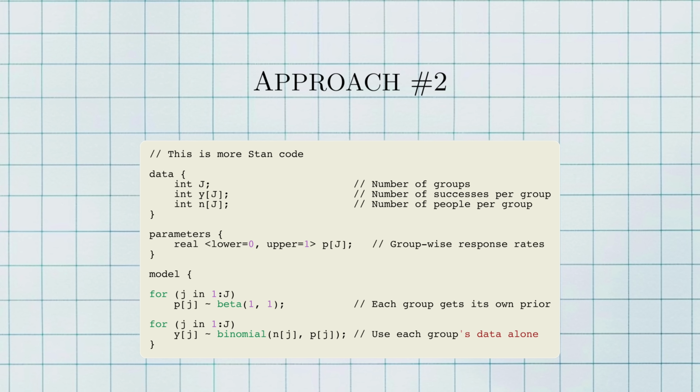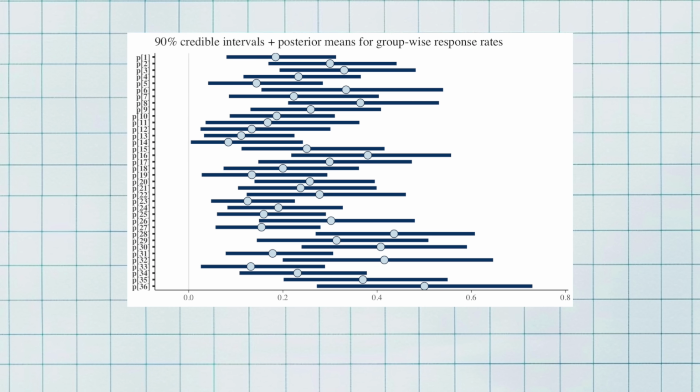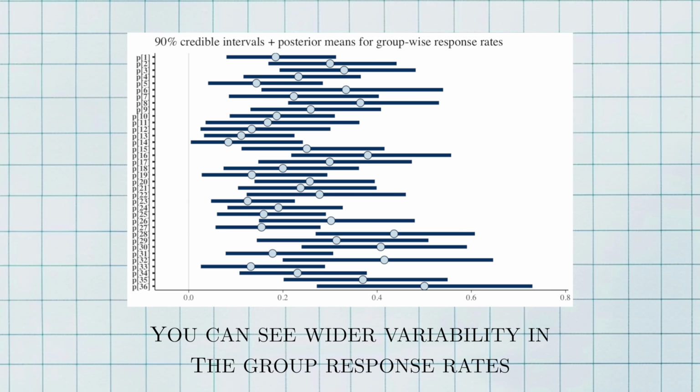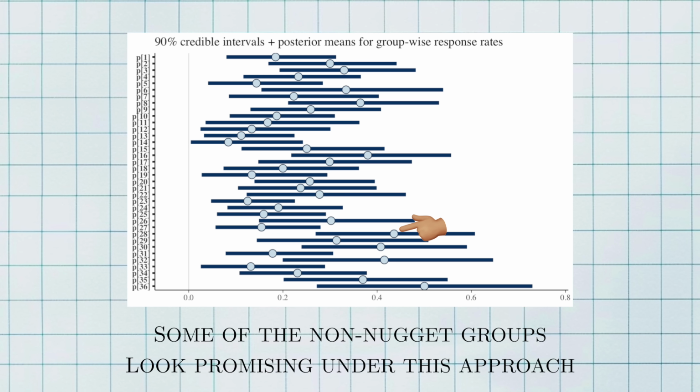Similar to the pooled approach, I'm using an uninformative beta prior for the response rate and a binomial likelihood for the data. After running this model, I get the following estimates for the response rates. You can confirm that each group has its own response rate, but also that these rates vary way more compared to the pooled approach. For the non-nugget groups, the estimated rates go as low as 11% all the way to 43%. So some of these non-nuggets start to look like prospects when they're actually not.